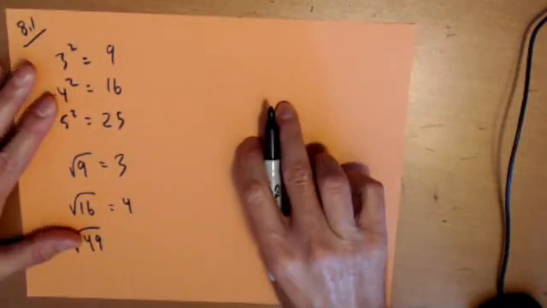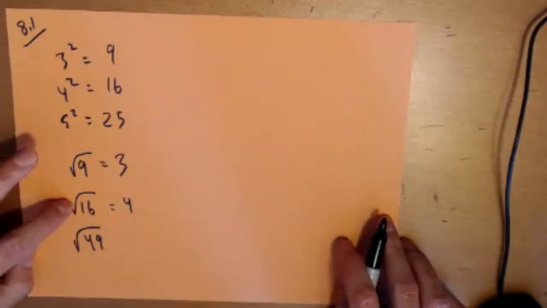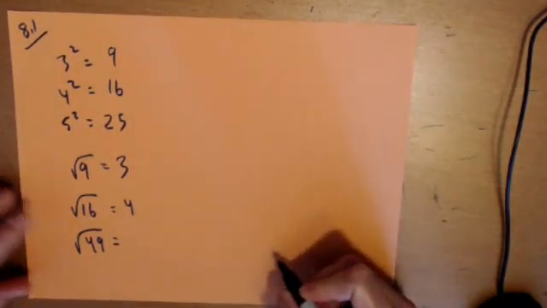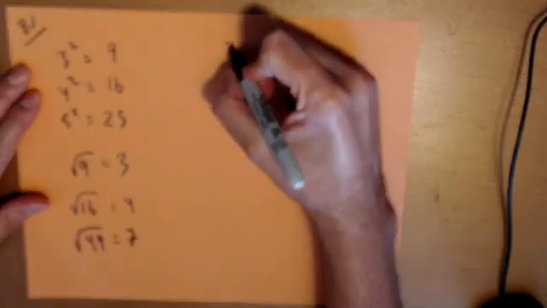So for example, the square root of 49, is it out of focus? Focus. Sorry about that. Square root of 9 is 3, square root of 16 is 4, square root of 49 is, what number times itself is 49? 7. Okay.